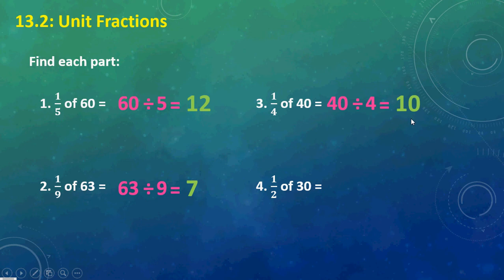The last one for this lesson. 1 over 2 of 30. Okay, so I put the 30 again. Sorry about that. I put the 30 over here. Then I divide it by the denominator. The denominator in this case of my fraction is 2. I put this 2 over here. 30 divided by 2 is 15. Okay, really easy. That is unit fraction.